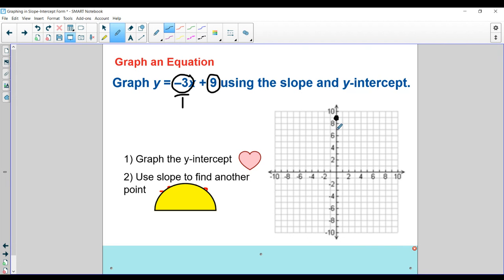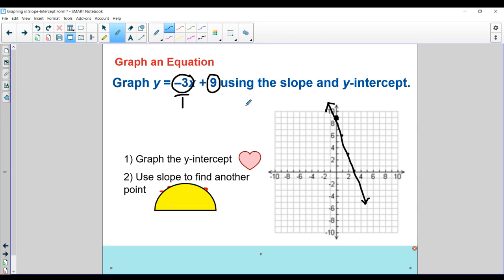So down 1, 2, 3, to the right 1. Down 1, 2, 3, to the right 1. And then we can connect it. And it's just like that.